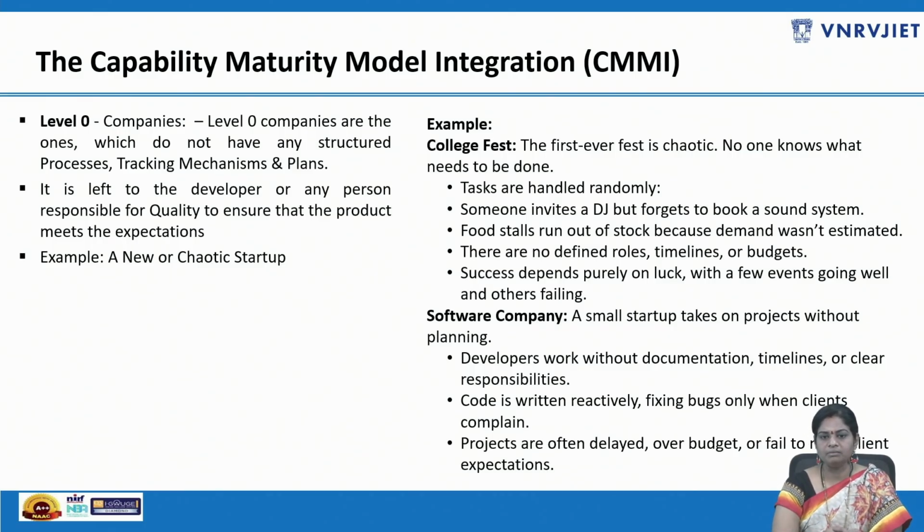Coming to the software company, a small startup takes on projects without planning, obviously based upon his good profile and hard work. With good context, he might have got a project, but there is no planning. So, what are the things they get tangled in? Developers work without documentation, timelines, or clear responsibilities. Code is written reactively, like fixing bugs only when the client is complaining. Delays happen for various reasons, like going over budget and failing to meet expectations.